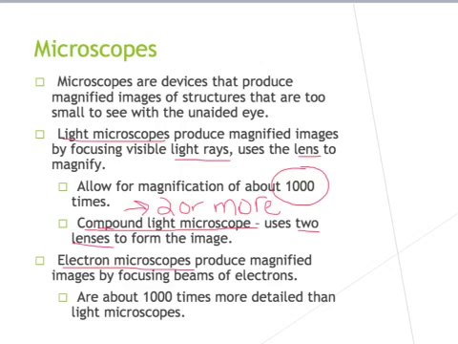When we look at the electron microscope, this works by focusing beams of electrons. So electron microscope, electrons. Light microscope uses light and lenses. These are even more high-powered, and they're 1,000 times more detailed than light microscopes. So electron microscopes allow us to see a lot more than even a light microscope.